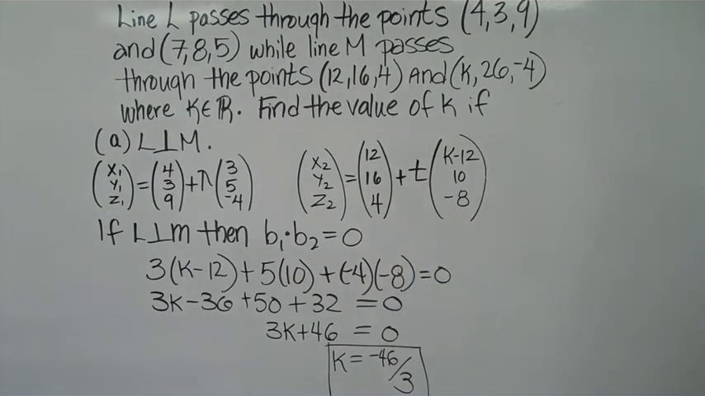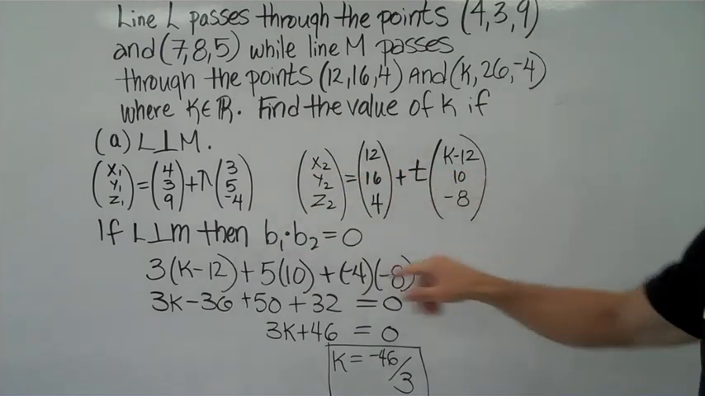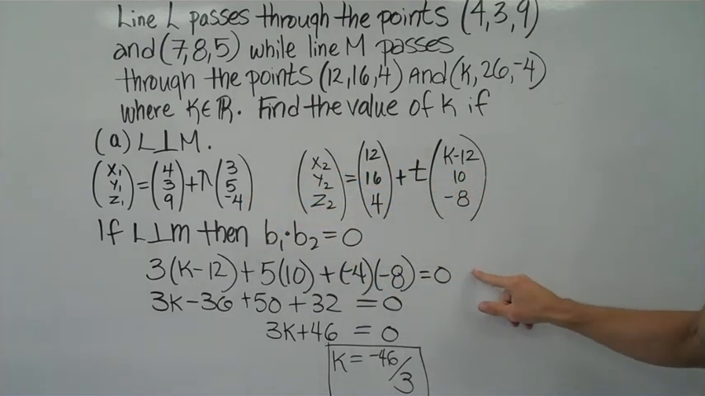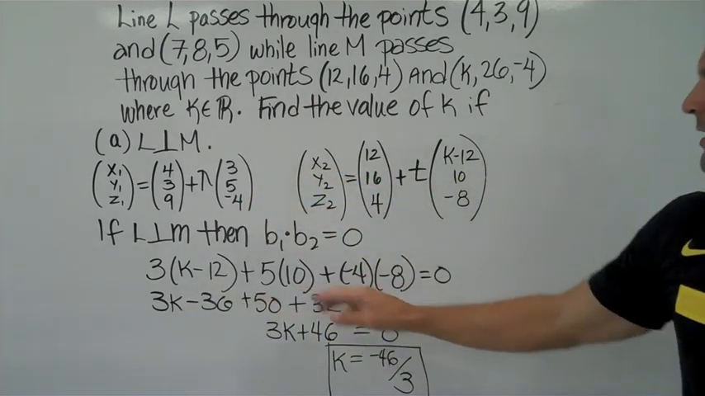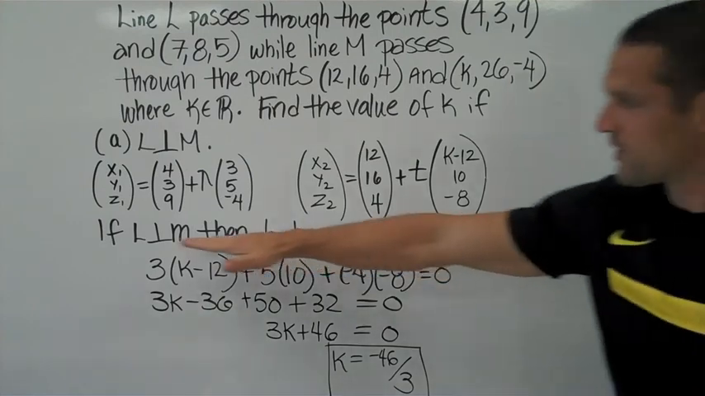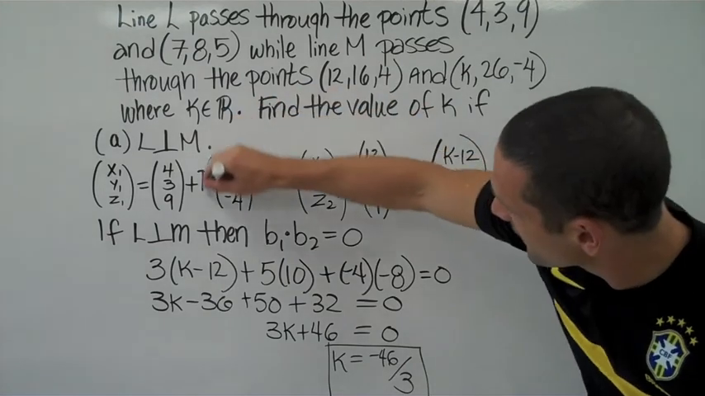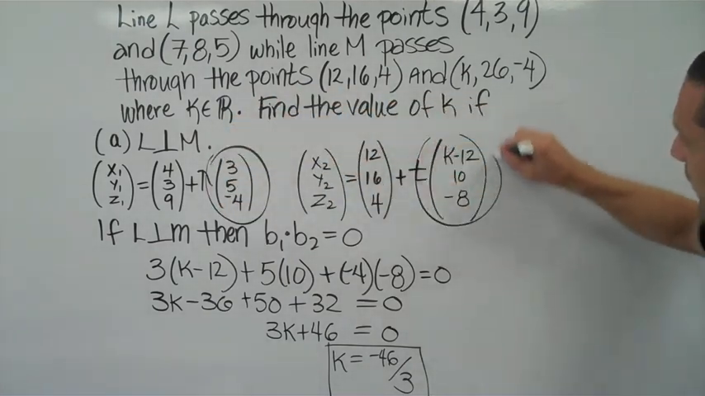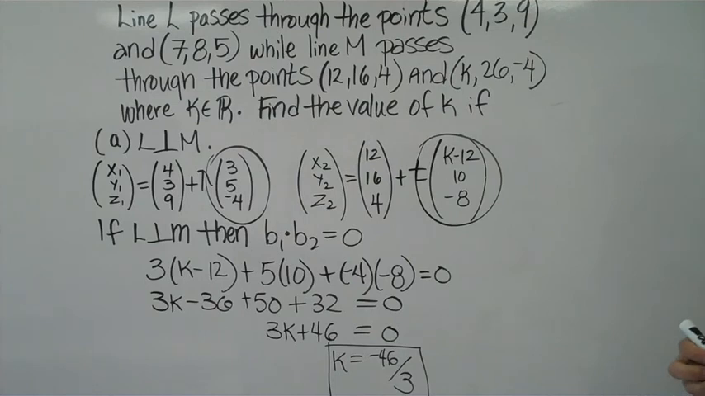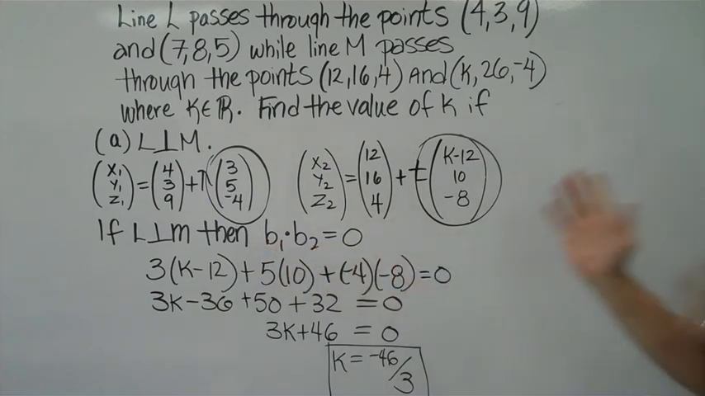Well, how do you find the dot product? It's simply 3 times k minus 12 plus 5 times 10 plus negative 4 times negative 8 equals 0. You distribute it out, combine like terms, solve for k, you get k is equal to negative 46 over 3. Again, not a hard problem at all, but you just have to know first to put these in vector form, and then know that you're just looking at the directional vectors. If the directional vectors are parallel, then you can set up the proportion. If they're perpendicular, set up the dot product, which is equal to 0, and just plug and chug.